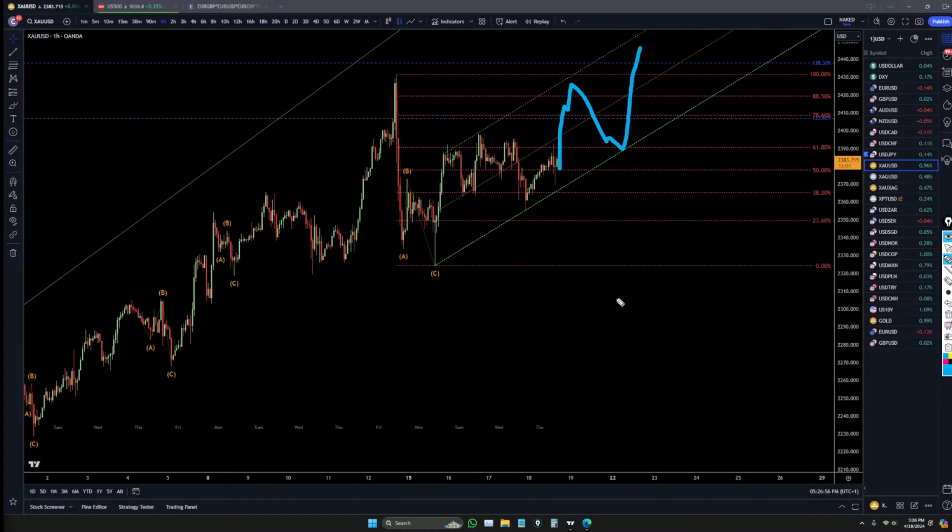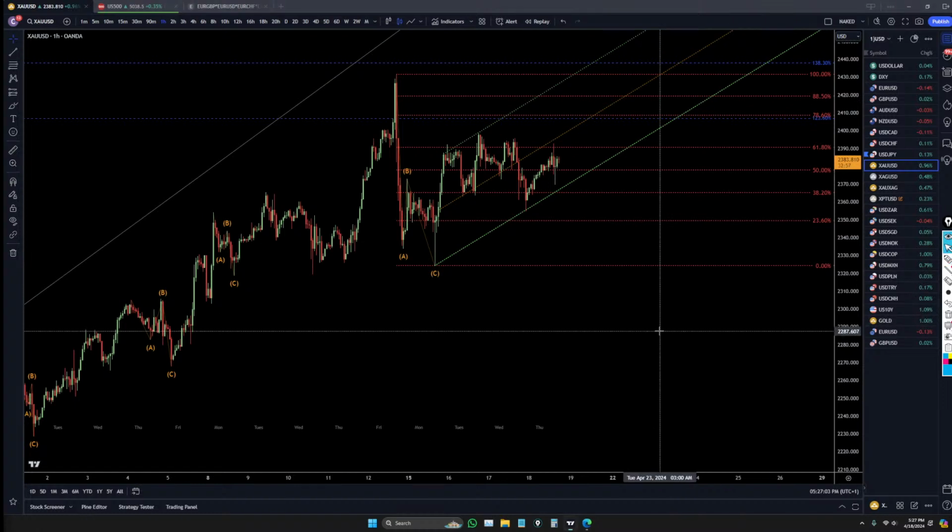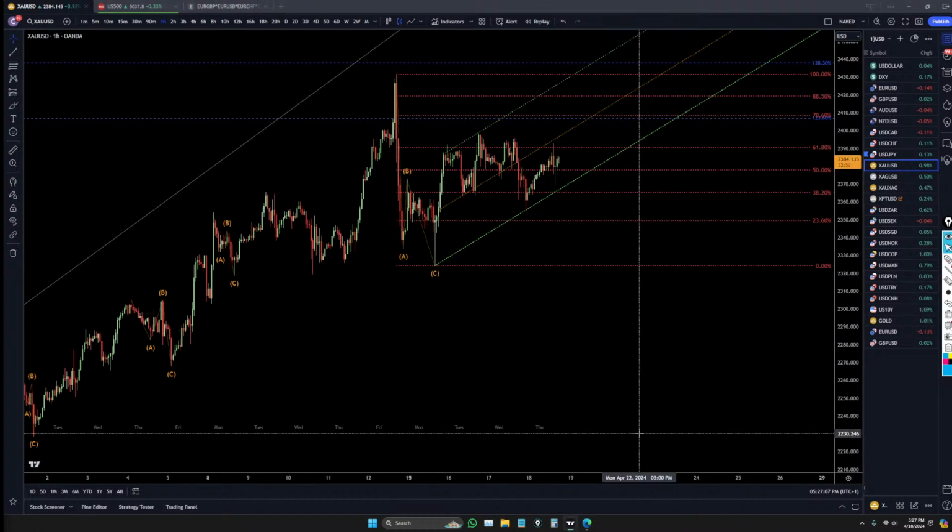So I'm still very bullish on gold. I still think it's going to go up. So I'm still looking at it as an uptrend for sure. There's no reason on the higher time frames to think that this thing is not going to continue to trend up. Definitely not. So I'm still very bullish for sure.